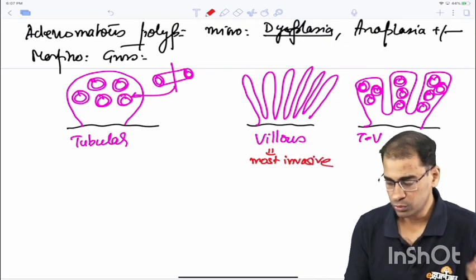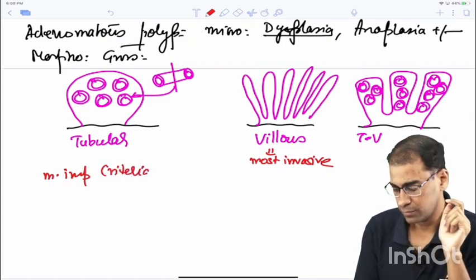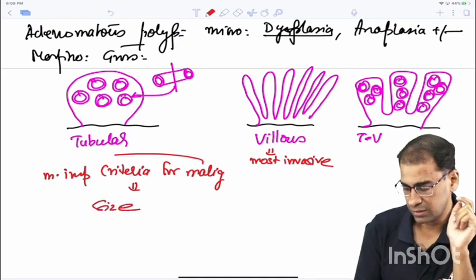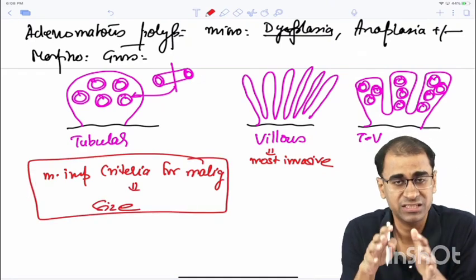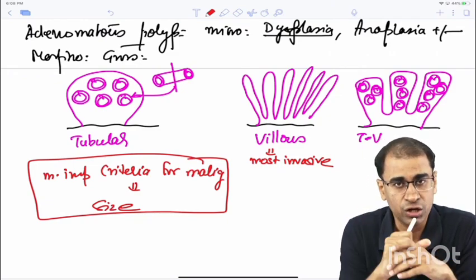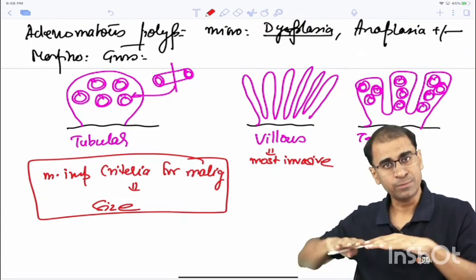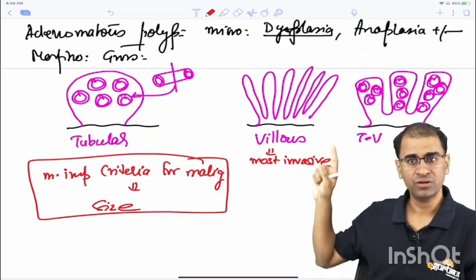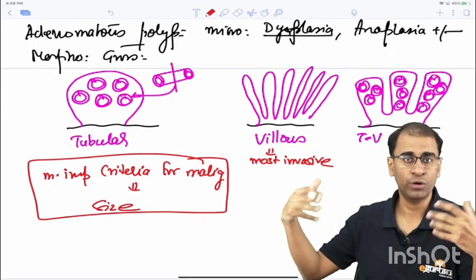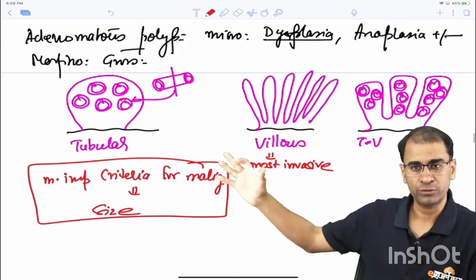However, let me tell you, the most important criteria for malignancy is size, not the histopathology. The most important is size, not the histopath. This you must know. If you look at the same sized polyp, the maximum invasive is villus. But again, if you see a villus polyp of 2 cm and a villus polyp of 5 cm, which is more dangerous? 5 cm is more dangerous. Clear till now?